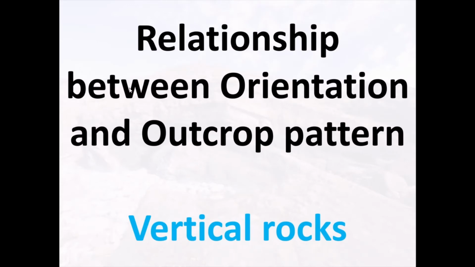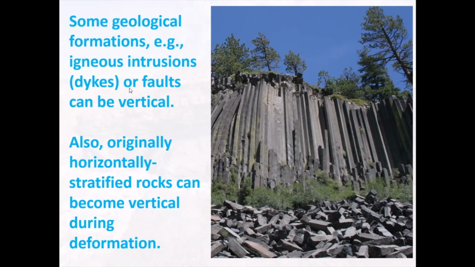Okay, so that's all really there is to say about horizontally bedded rocks. But then let's turn to something similar but something completely different by looking at the outcrop pattern of vertical rocks. And it's true that some geological formations, for example igneous intrusions like dykes or some faults, can be vertical. Also, if your originally horizontal rocks have been tectonically deformed, those originally horizontal rocks can then become vertical during tilting.